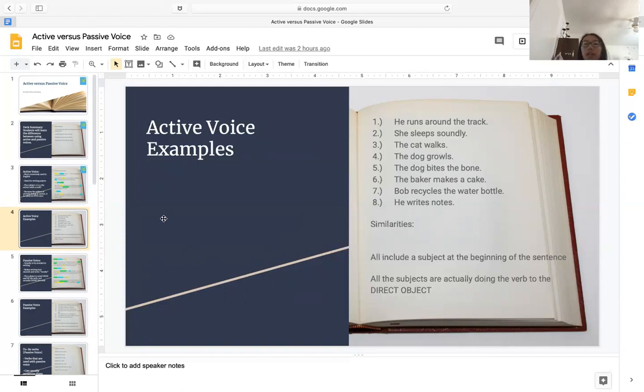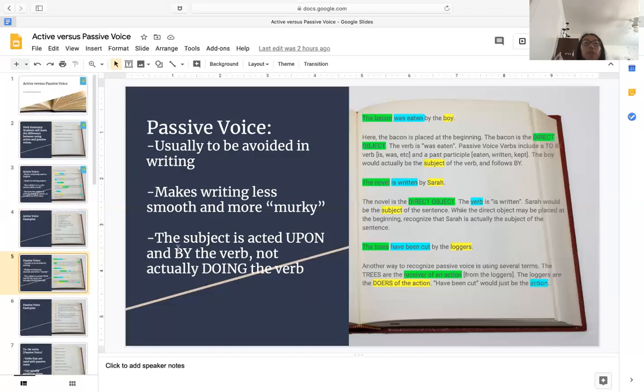Now let's take a look at the other side, which is passive voice. Passive voice is usually to be avoided in English writing because it makes writing less smooth, clear, and more murky. Here, the subject is acted upon by the verb, but unlike active voice, it is not actually doing the action or doing the verb.